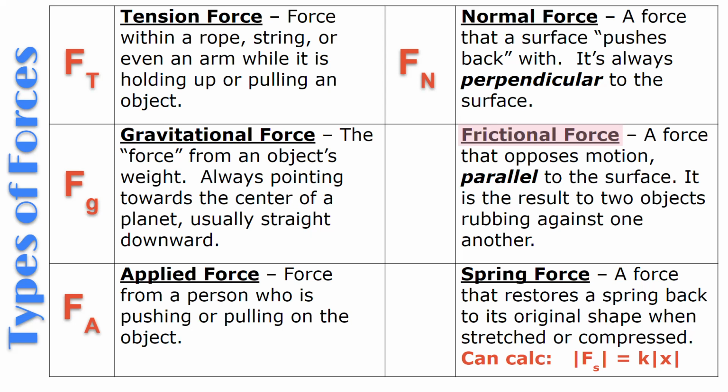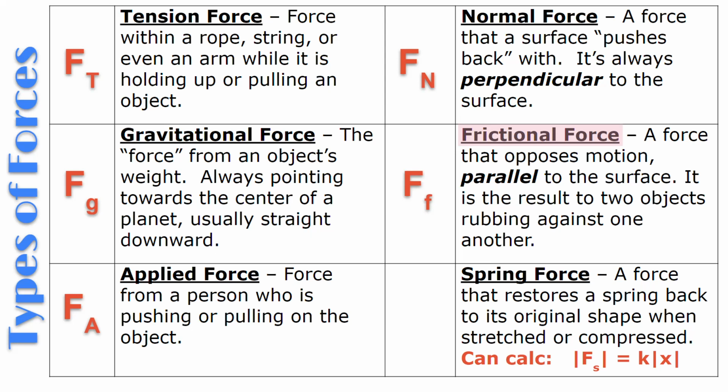Usually those surfaces are like tabletops or floors or chairs, but I could also lean against a wall. And if I lean against a wall, then my normal force is perpendicular to the wall's surface. So it doesn't have to be a vertical force. It could be horizontal, depending on the situation. Frictional force, or force of friction, is a force that opposes motion that is parallel to the surface. It is the result of two objects rubbing against one another.